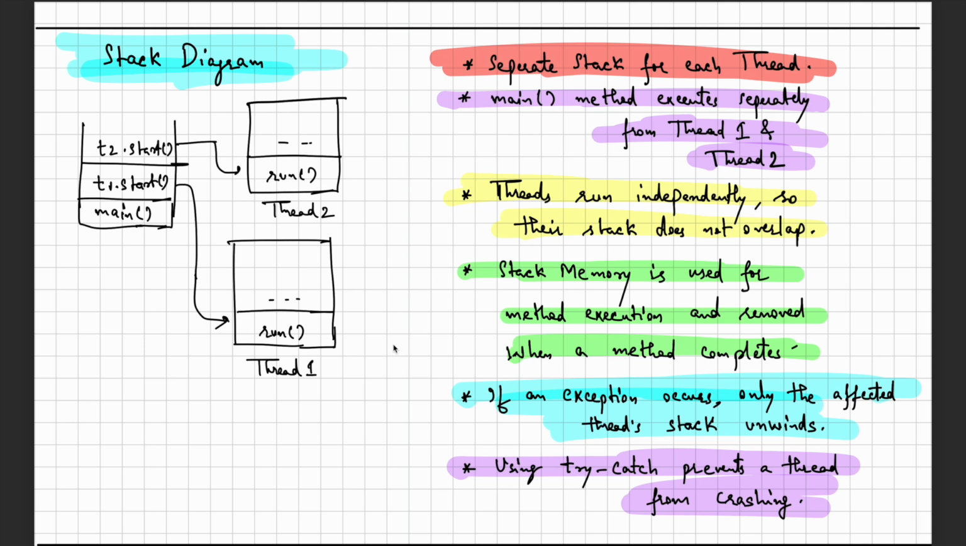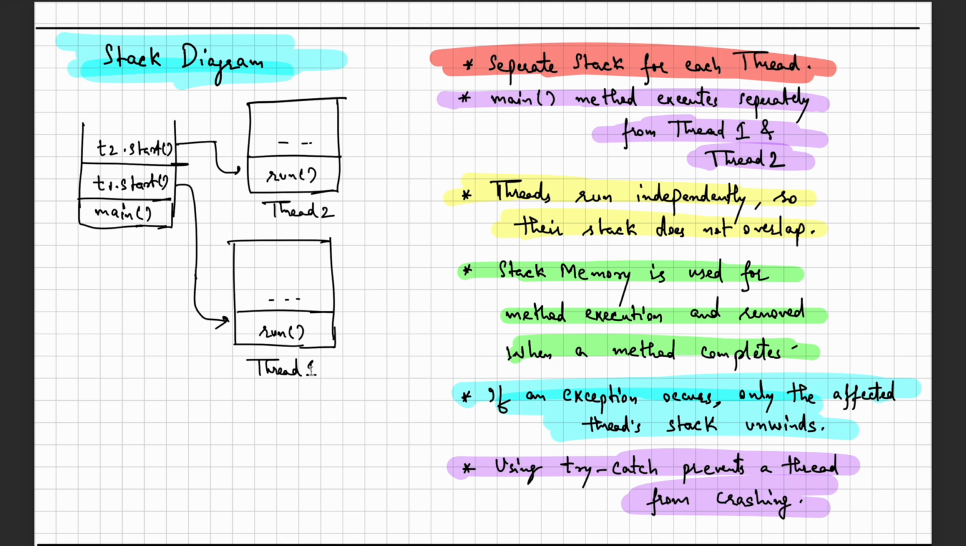So if an exception occurs in a thread, for example, let's assume thread 1 throws an exception, what would happen to the main thread? Would it be impacted? No, it won't be impacted, because it has its own stack, right? What would happen in that case is that your thread 1 would be killed or terminated.